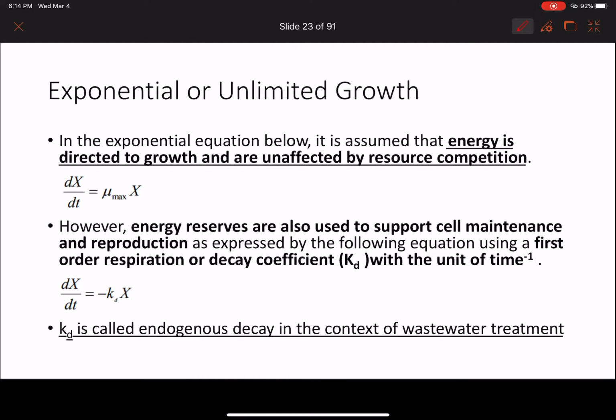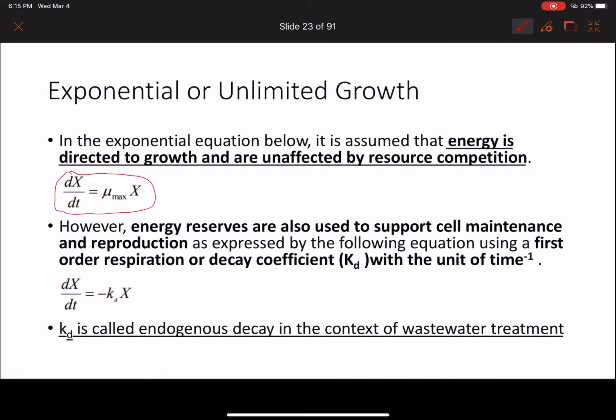We are still in unlimited growth, or exponential growth. In the exponential growth, we are assuming that the energy is directed to the growth and is unaffected by resource competition. This is not realistic. It should not happen all the time, okay? Of course, the growth and the resource competition should be affecting each other, but we are assuming the energy is directed to growth with no effect from resource competition. So dx over dt is mu max times x.